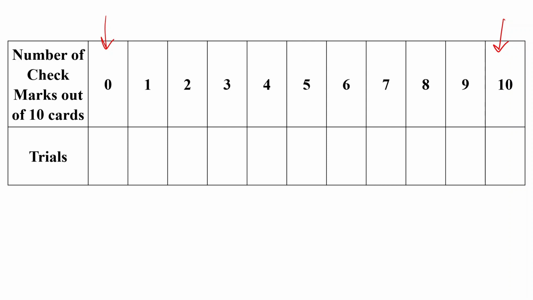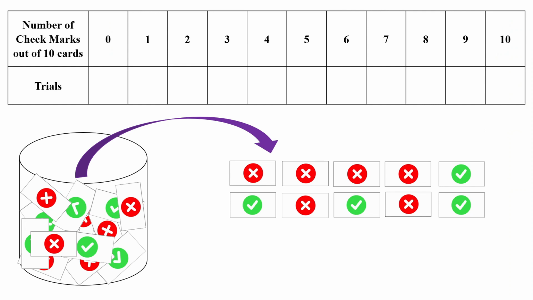We're going to do it 20 times to see where my samples are going to fall. Let's do it first. I'm going to take out 10 cards. Here's me simulating taking out 10 cards, and I'm going to count up the number of check marks. In my sample I have 1, 2, 3, 4 check marks. So I'm going to put a tally mark under 4.